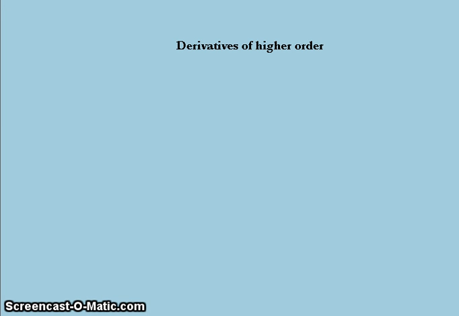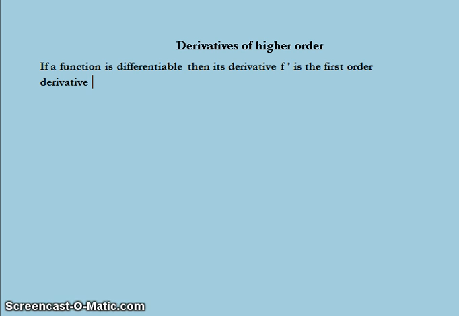Next we are going to consider the derivatives of higher order. Now in this syllabus we are required to study the derivatives up to second order only. Now we consider a function f which is differentiable at a point x, then its derivative is denoted by f dash and is called the first derivative or derivative of first order of function f.